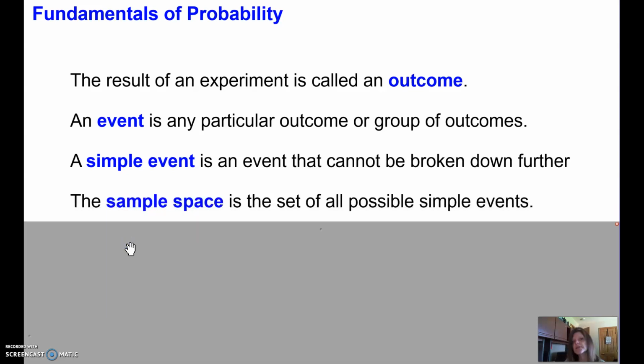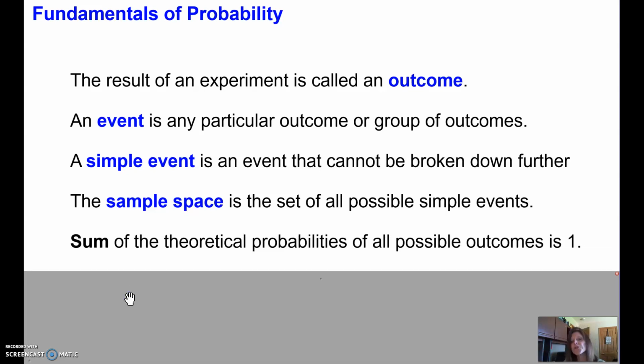The sample space of our experiment is going to be listing out all the possible events that are likely. If I'm flipping a coin 1 time, very small sample space. It's a head or it's a tail. If I'm talking about drawing a card, I'm going to have a very large sample space because I have 52 distinct cards in that deck. The sum of the theoretical probabilities of all possible outcomes is 1. So the probability of getting a head plus the probability of getting a tail better add up to 1 or 100% because those are the only 2 possible outcomes.